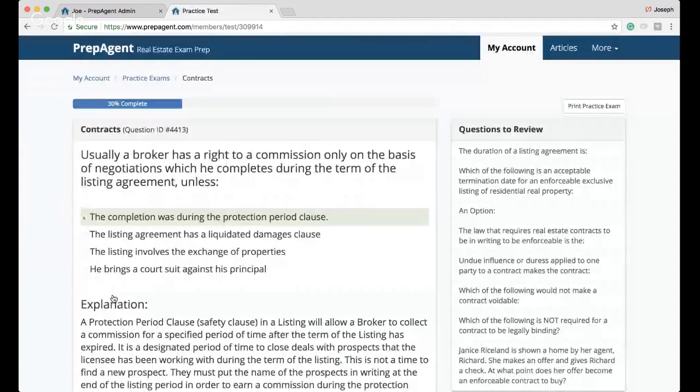The completion was during the protection period clause. After tonight's webinar, I really hope you guys don't get anything wrong regarding safety clause or protection period clause, as we've already seen 3 to 4 questions about that same concept today. Maybe we'll see more.